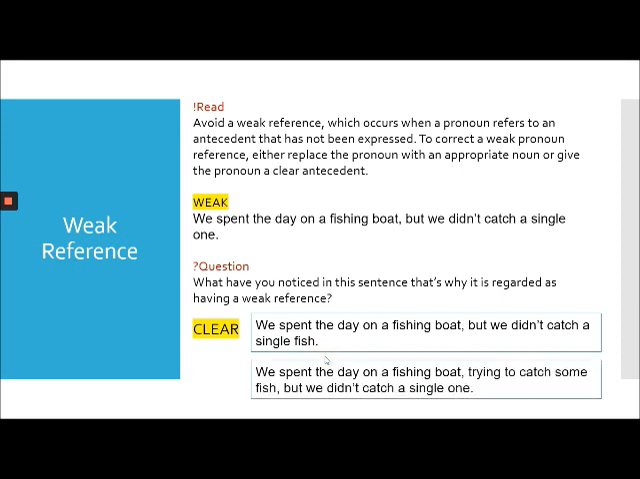How about the other one? We spent the day on a fishing boat trying to catch some fish, but we didn't catch a single one. Is this much clearer now? Yes. The readers will be able to understand what they are doing. So they spent the day on a fishing boat and they were trying to catch some fish. But they weren't able to catch even a single fish.